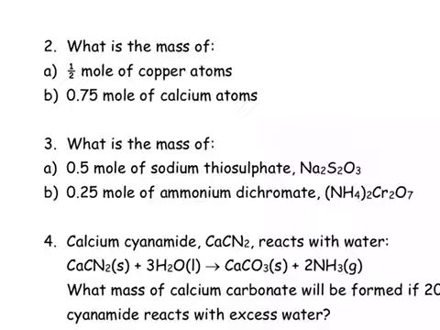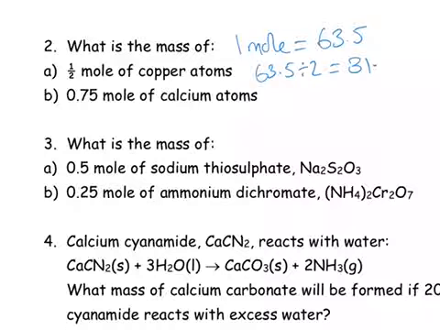Okay, we want half a mole of copper atoms. Now 1 mole of copper atoms would simply be the mass on the periodic table. So 1 mole would be equal to 63.5. If it's half a mole, it's going to be 63.5 divided by 2, which gives you 31.8. And there's our final answer.